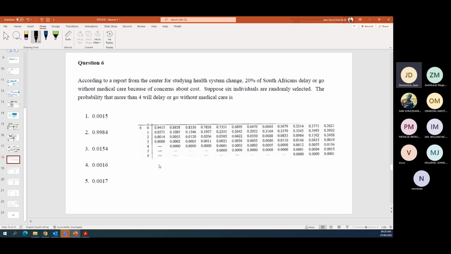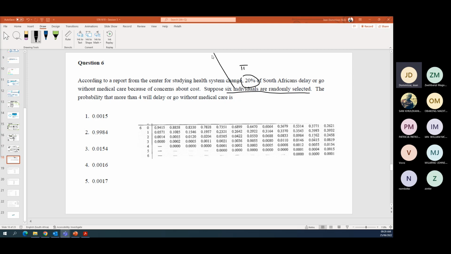So the next one on binomial. According to a report from the Center for Study Health System Change, 20% of South Africans delay or go without medical care because of concerns about cost. Suppose 6 individuals are randomly selected.